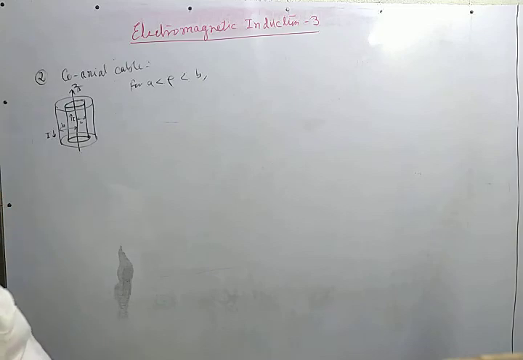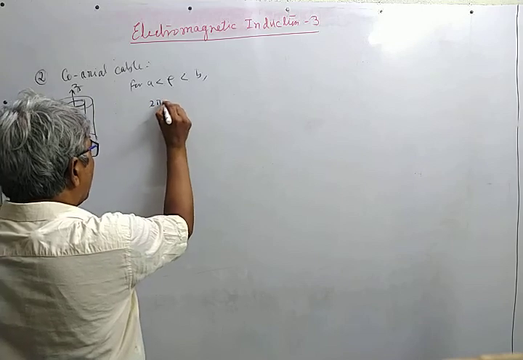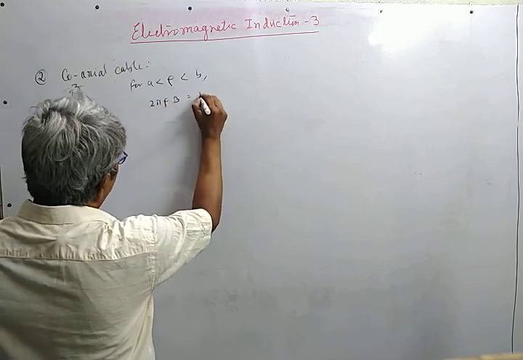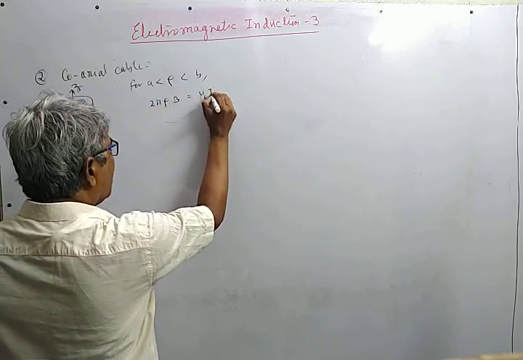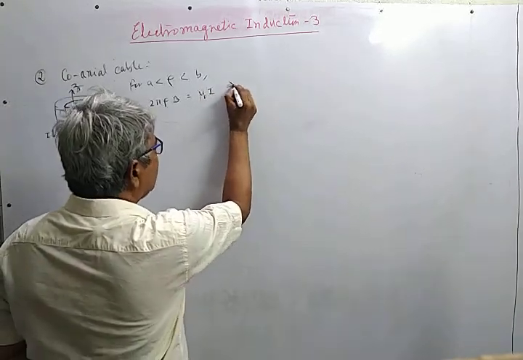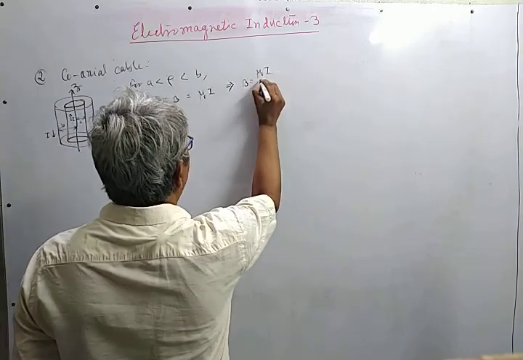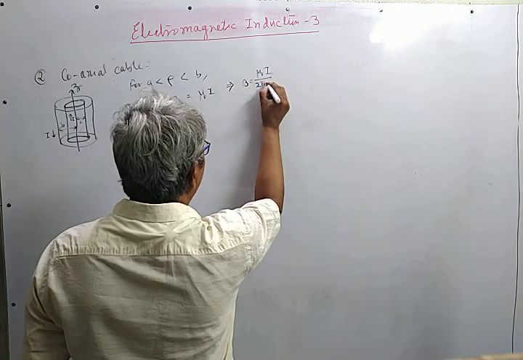If we apply Ampere's circuital law and we consider the Amperian path to be a circle of radius rho whose center lies on the z-axis and the plane is perpendicular to the z-axis, then the field will be 2 pi rho B is equal to mu 0 I, where I is the current in the inner cylinder, which immediately gives you B as mu 0 I upon 2 pi rho.